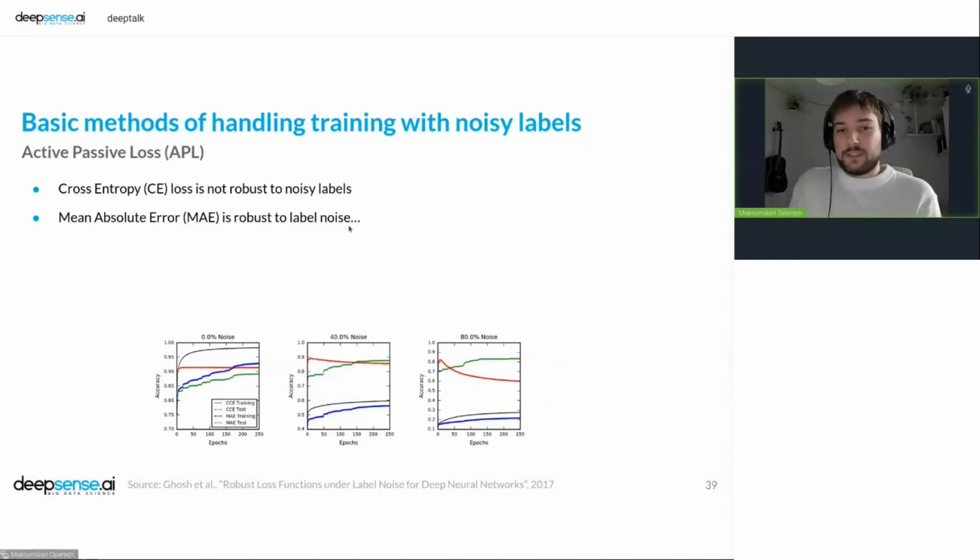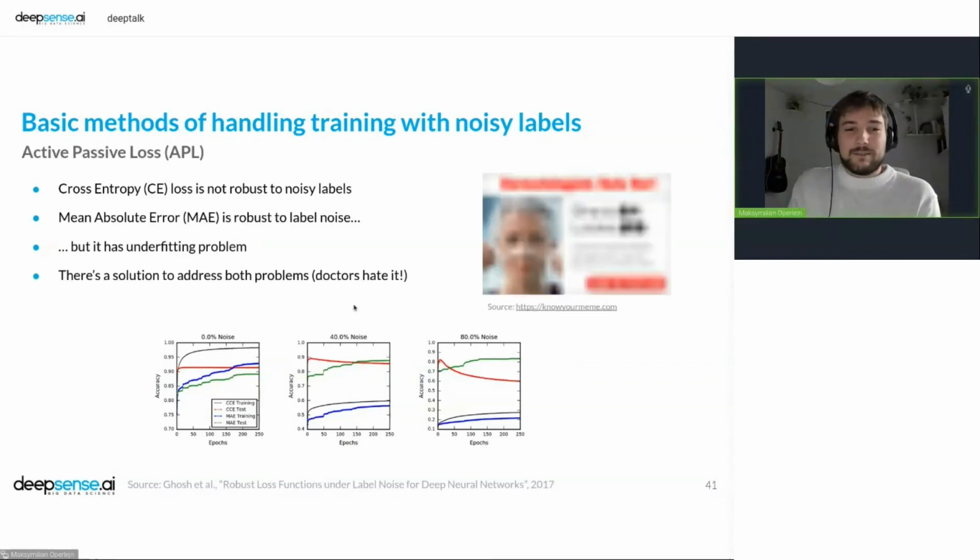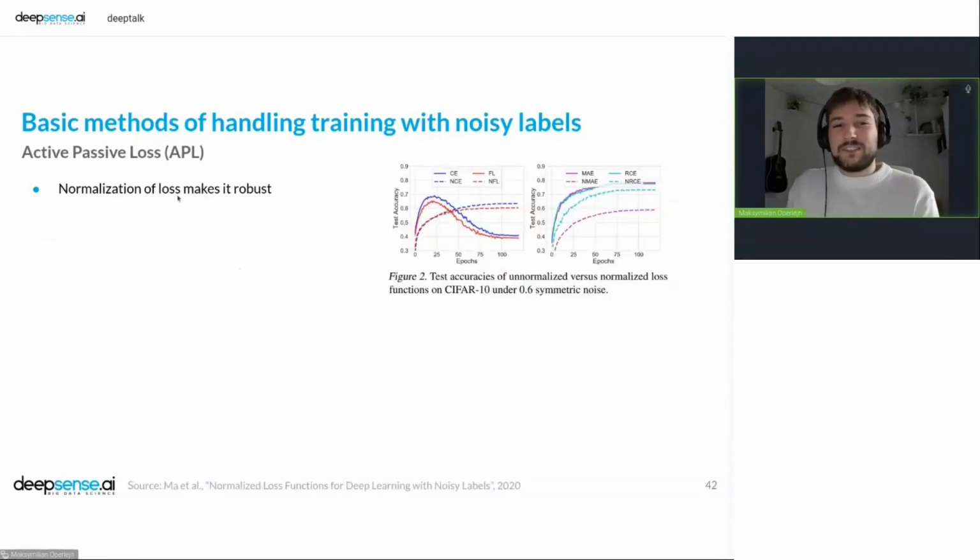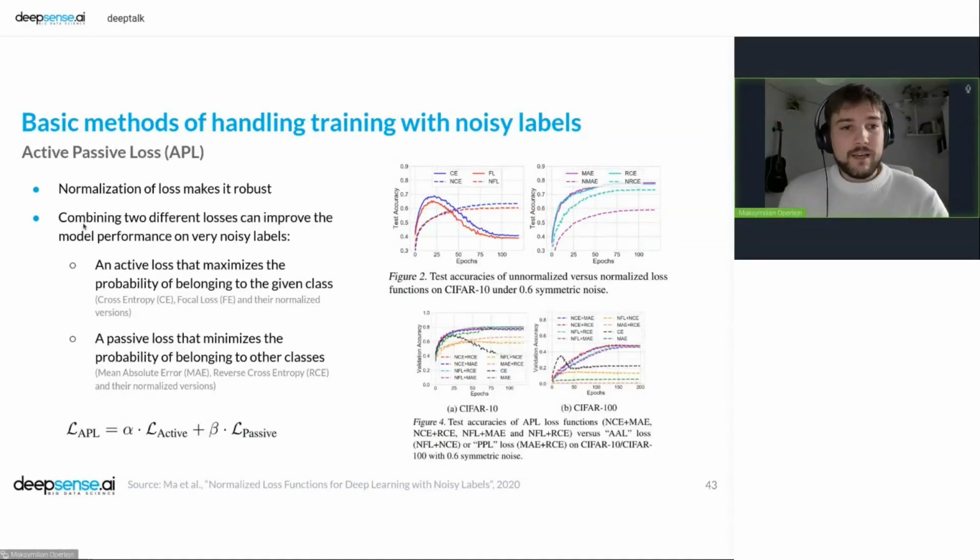Mean absolute error is robust to label noise. As you can see here, it is better than cross entropy, but it has an underfitting problem. So there is a solution to address both problems, and doctors hate it. It's a normalization of loss, which makes it robust. You can see here the cross entropy and focal loss will overfit, and then normalized, so scaled from 0 to 1, it will do just fine. It is not always the case, because for normalized mean absolute error, it will achieve worse results. And then we can combine two different losses, which will improve the model performance.